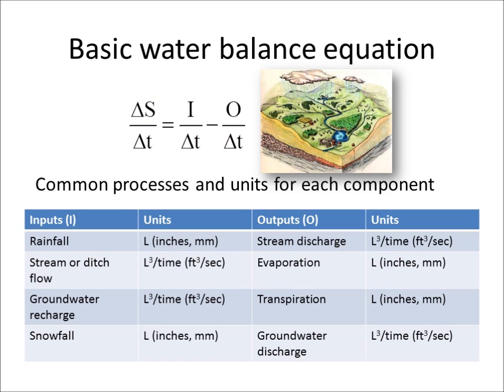The outputs, on the other hand, have again similar units. Stream discharge is in length cubed per unit time. Evaporation is often reported in length units, inches or millimeters. Transpiration the same, inches or millimeters. And groundwater discharge out of our control volume would be reported in terms of a volume per unit time.